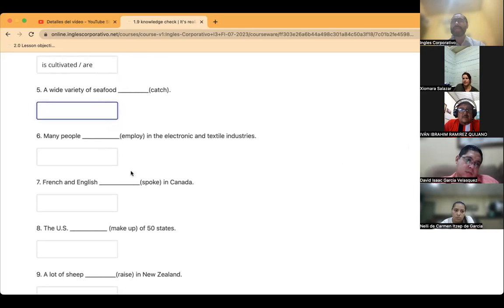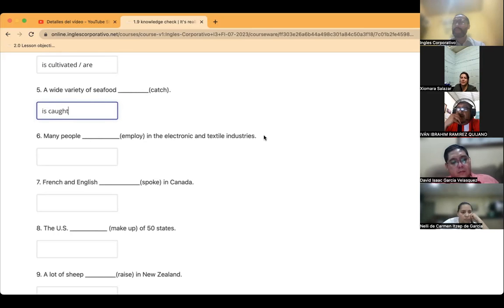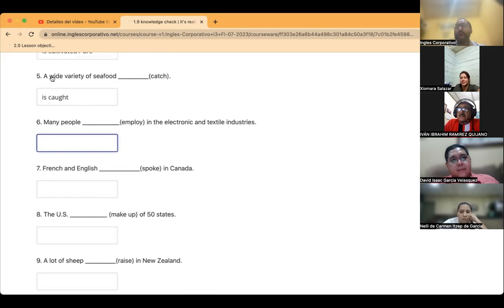What about number five? I wrote "a wide variety of seafood is caught." Okay, whoops. There we go. It's caught. That is marked wrong at the end. Don't worry, we're going to see what happened. We're going to see if it's the spelling or what. Good. What about number six? Teacher, what does wide mean? A wide is a long or a large variety. In Spanish, una amplia variedad de. Yes, it's correct. What about number six?